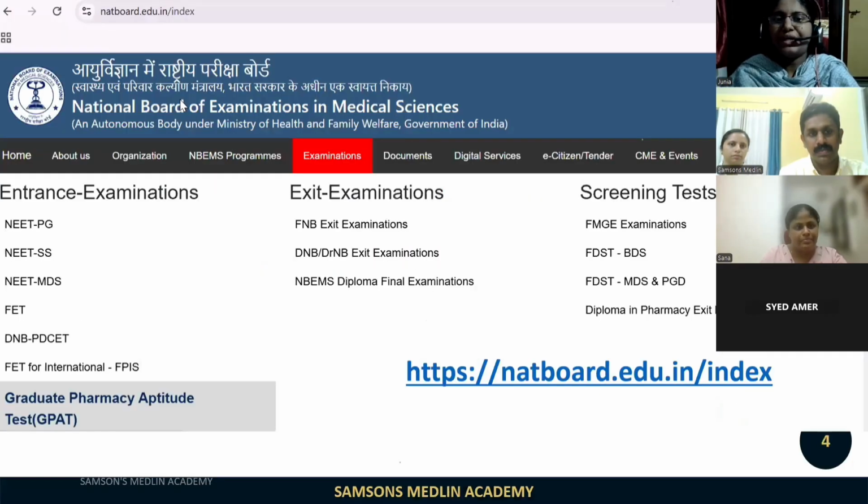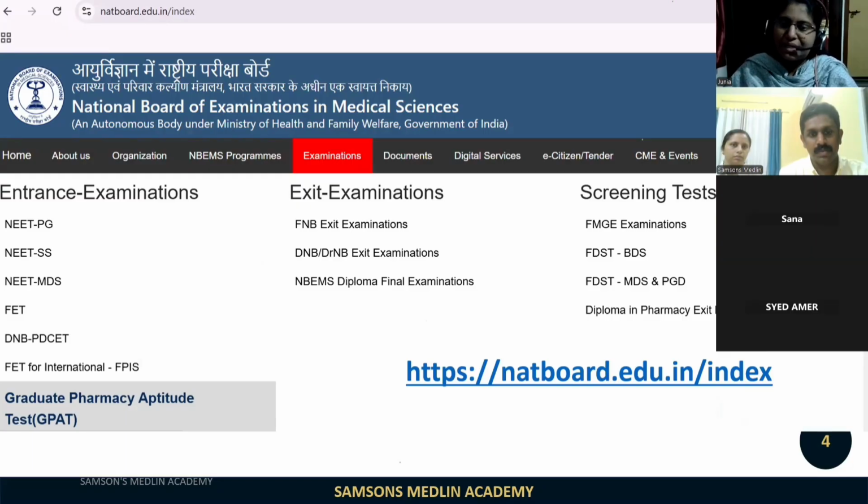So whenever you need to know any updates regarding the upcoming GPAT examination, you just need to log into the NBEMS site. So this is the link for the NBEMS site. Okay, so as of now, there is no update regarding the upcoming GPAT 2026 exam. So only up to GPAT 2025 exam details are included in the website. All the further updates they will provide in this site itself.